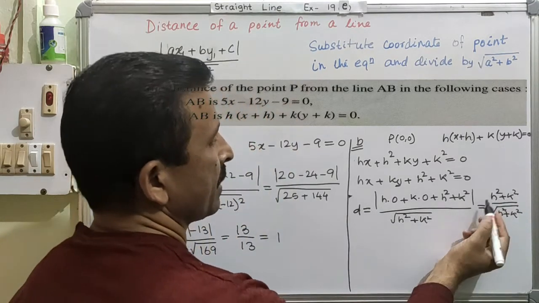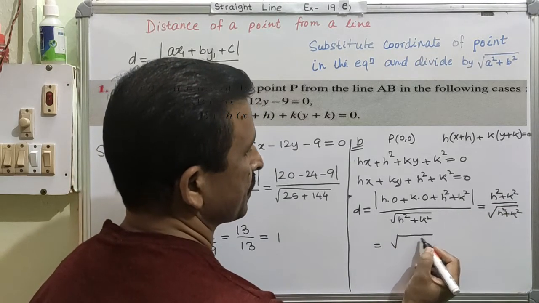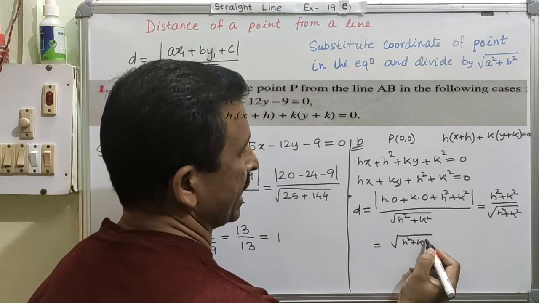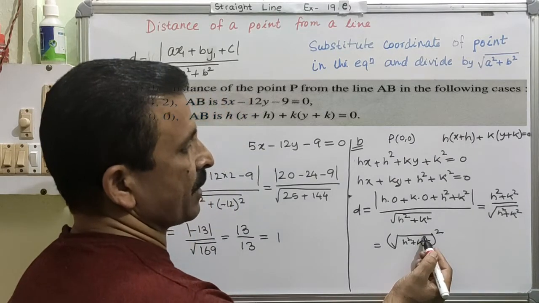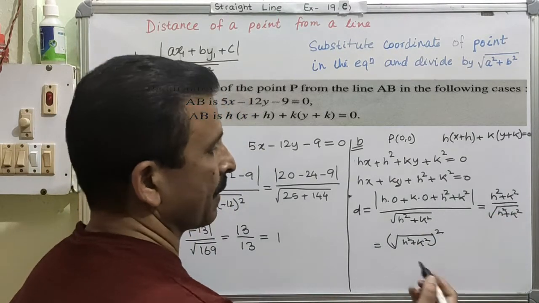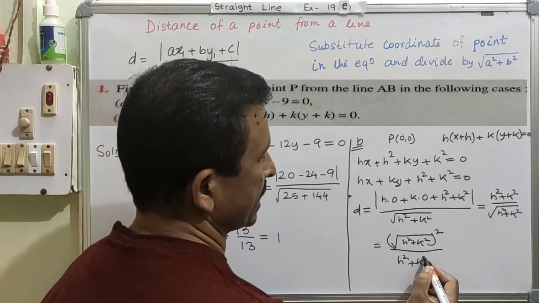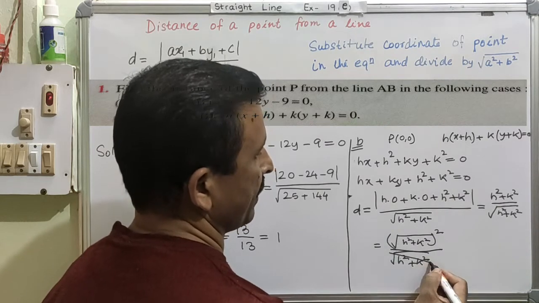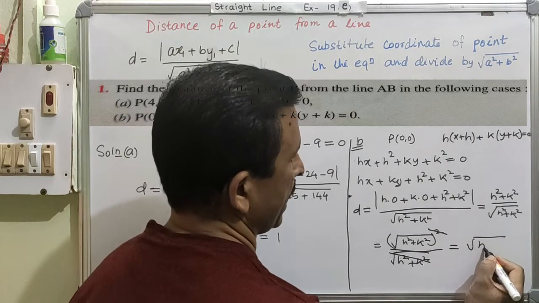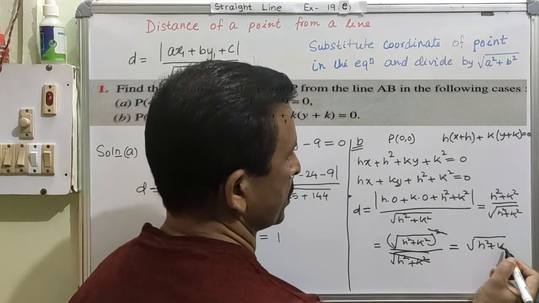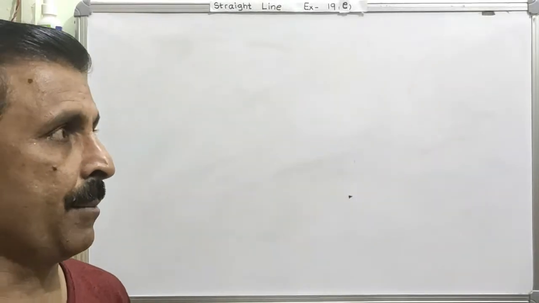Right, we can simplify. This numerator we can write as root over (h square plus k square) whole square. Can we do this? Because square and square root cancel, it will remain as it is. And therefore the denominator is root over h square plus k square. This way we are able to simplify. So this is done and your final answer is root over h square plus k square. Now we are moving on to question number 2.